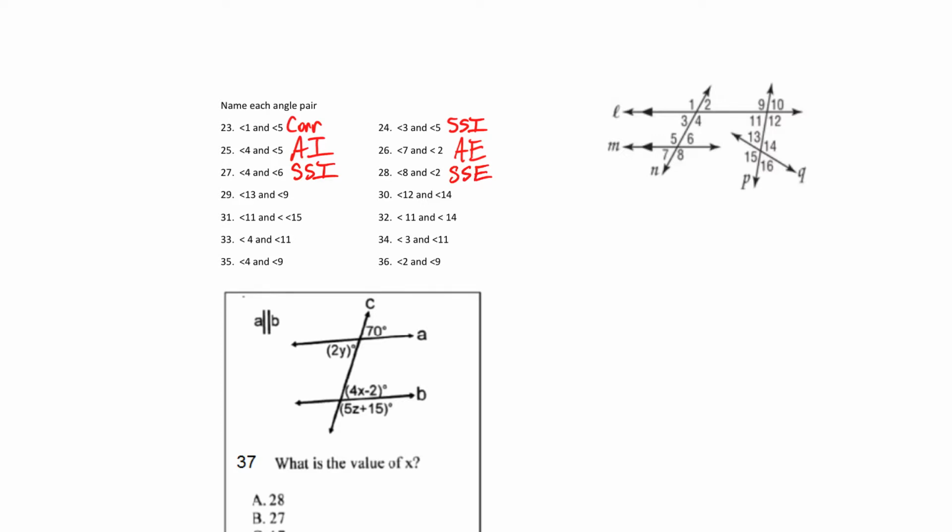13 and 9. Corresponding. 12 and 14. Same side interior. 11 and 15. Corresponding. 11 and 14. Alternate interior. 4 and 11. Same side interior. 3 and 11. Or corresponding 4 and 9. Okay, alternate interior 2 and 9. Same side interior.